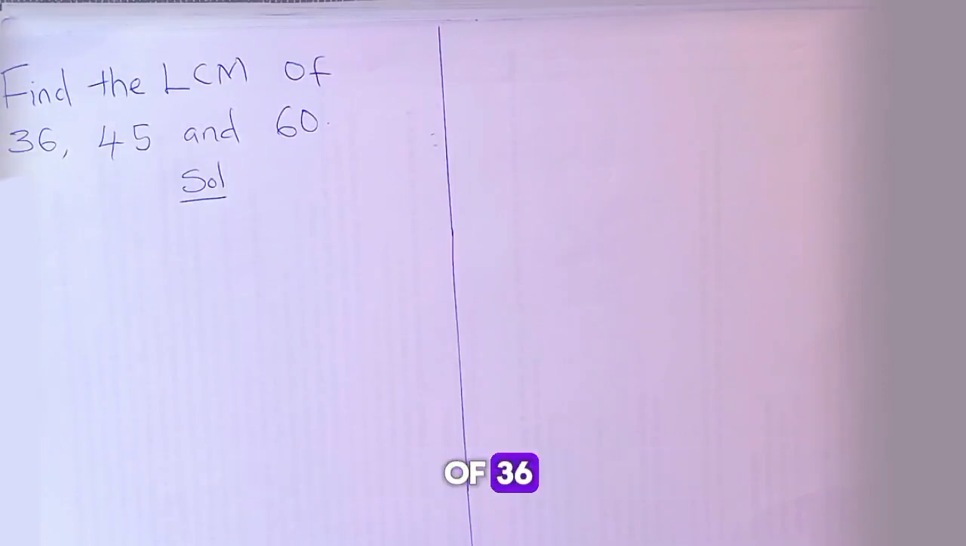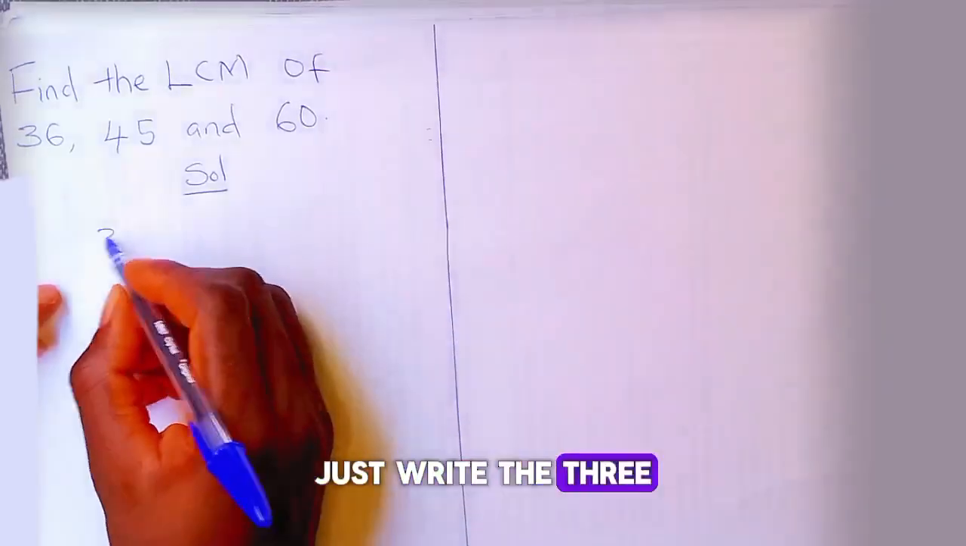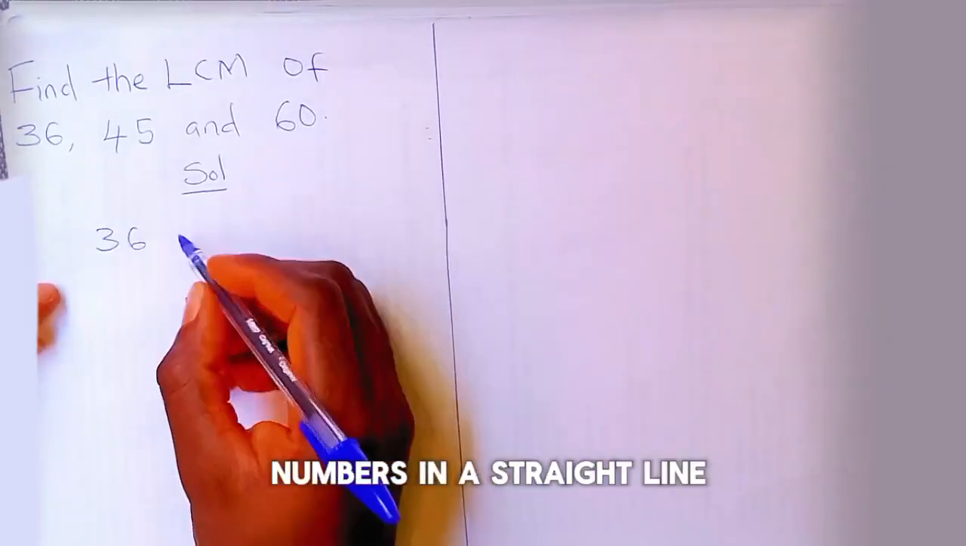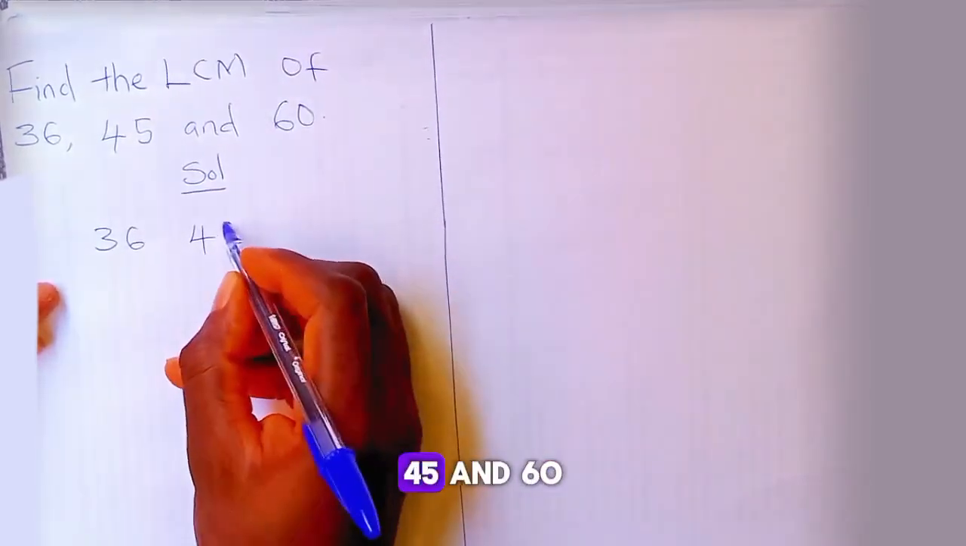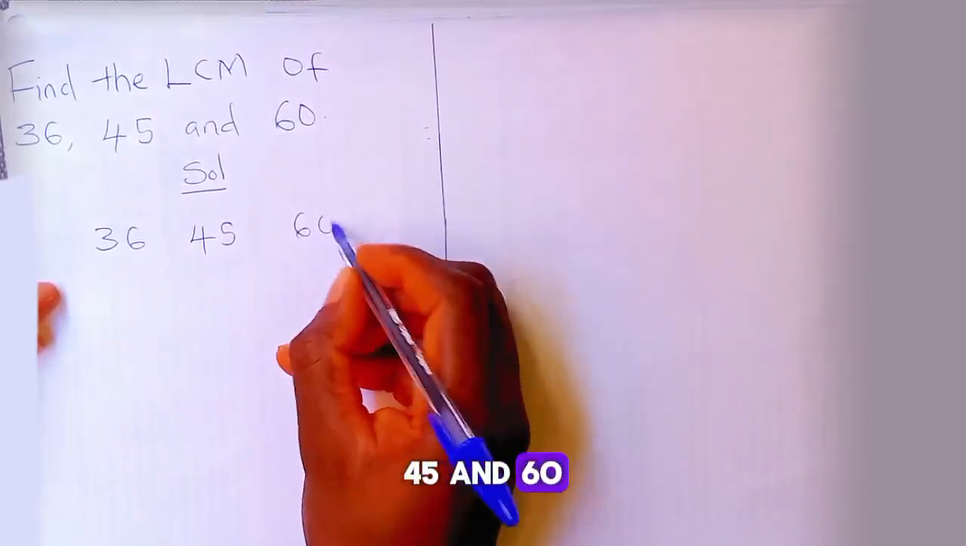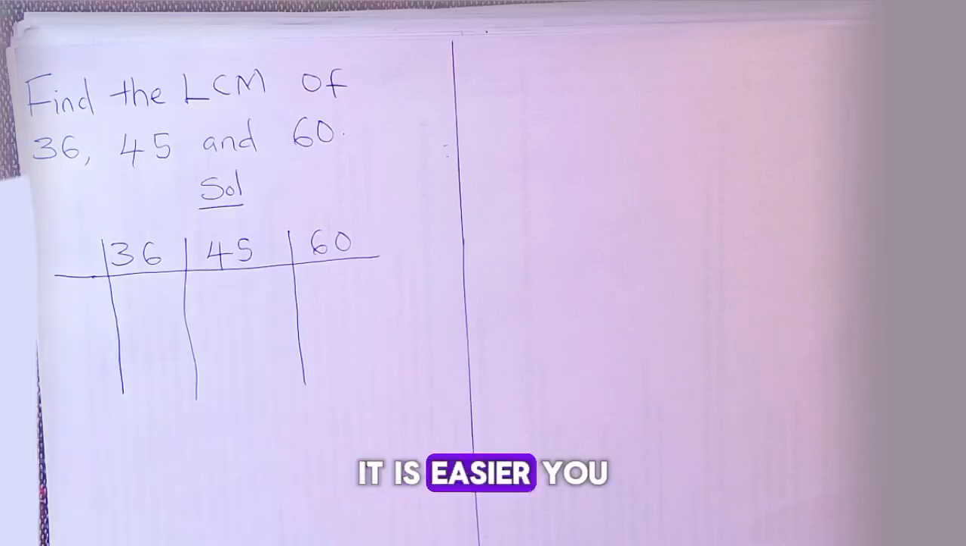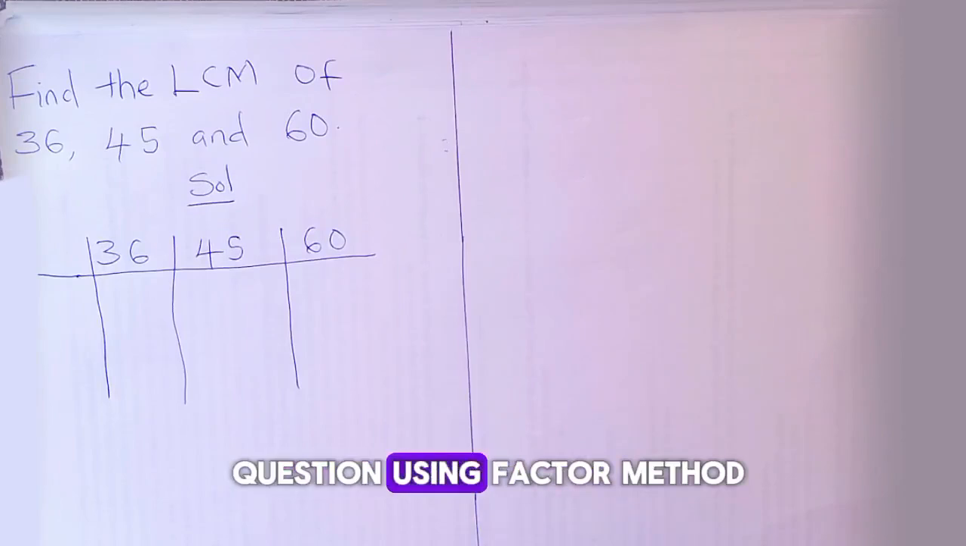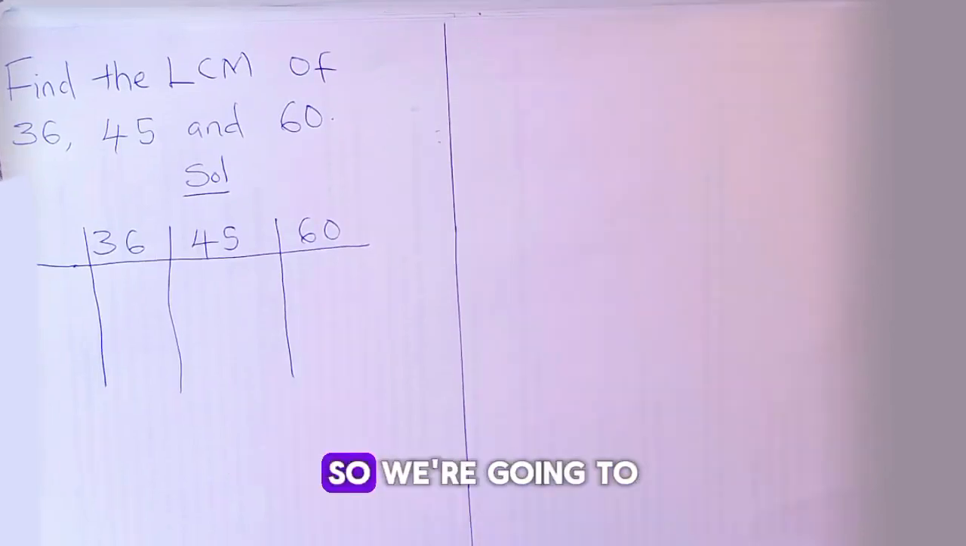In this lesson, I want to show you how to find the lowest common multiple of 36, 45, and 60. Just write the three numbers in a straight line. It is easier if you prepare a table, then we solve the question using the factor method. We are going to be using prime factors to divide.